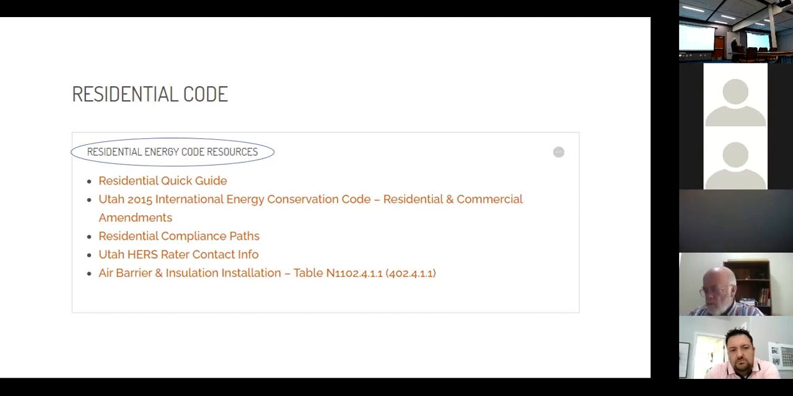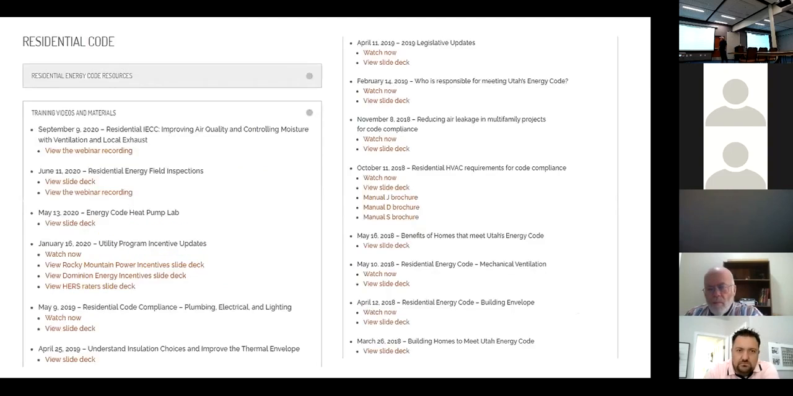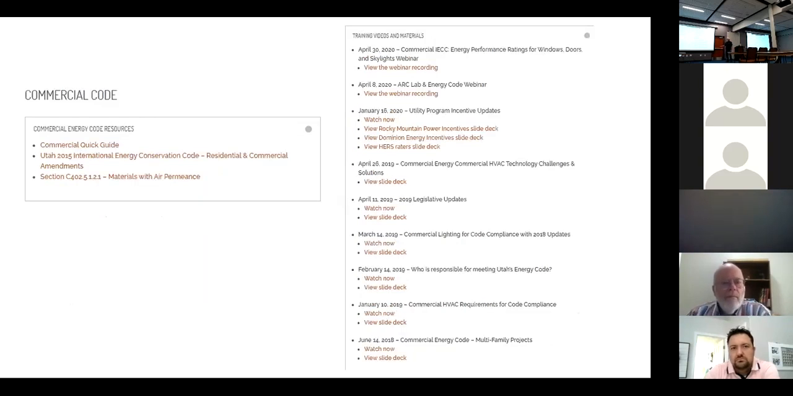So there's a document there. Your compliance paths, those 5 paths, HERS raters, and an air barrier installation table that's out of the code. We have other videos and trainings that we've done over the past years that you can view. On the commercial side, we have a quick guide there also, and we have some resources there for the energy code. So feel free to go there.